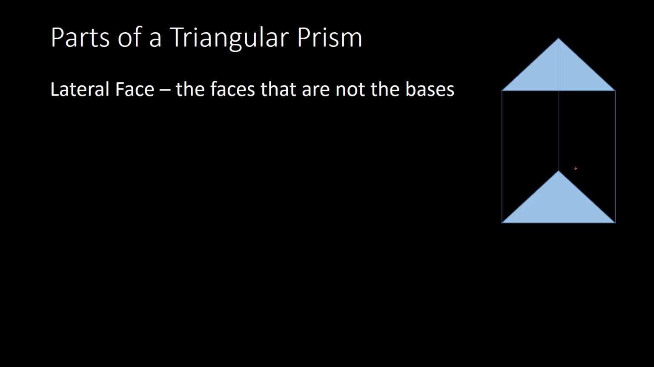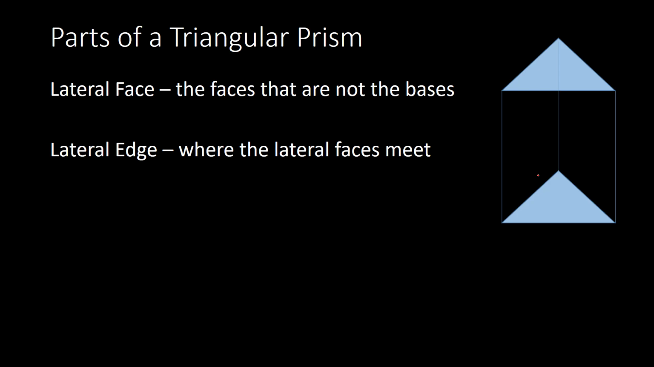And then we have what we call the lateral faces, same as with rectangular prisms. These are the faces that are not the bases. So those rectangular faces, everything that's not the triangle, would be considered a lateral face. And the lateral edge are where those lateral faces meet. So right here would be a lateral edge, then back here would be a lateral edge, and then right here would also be a lateral edge. So those would each be lateral edges.